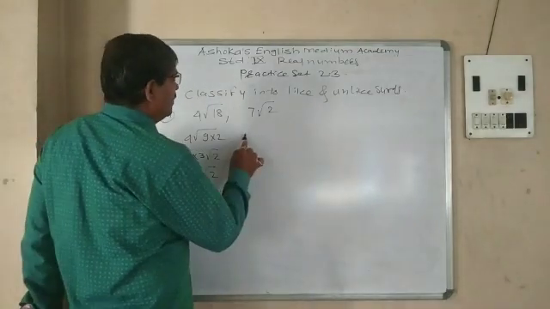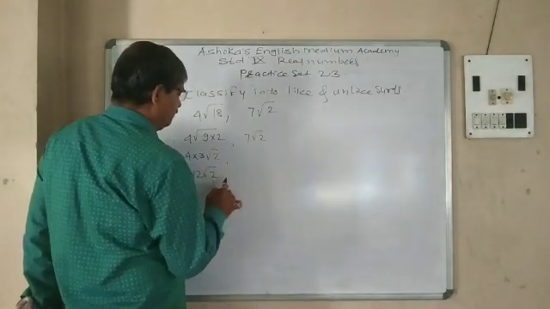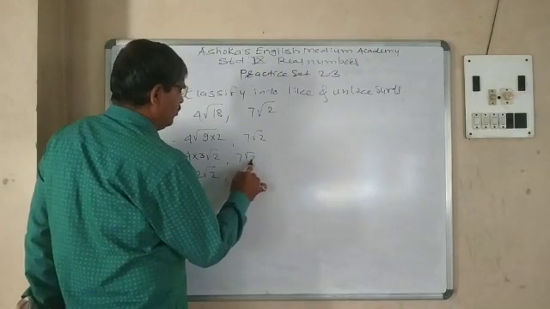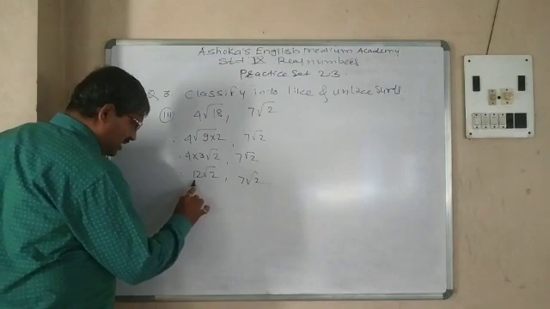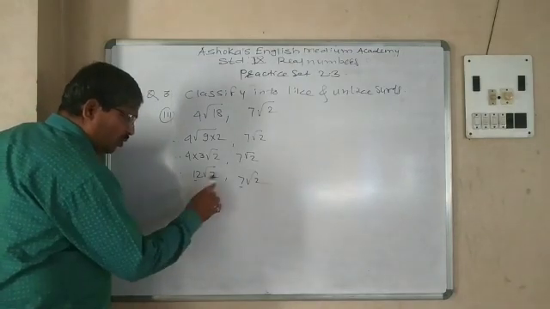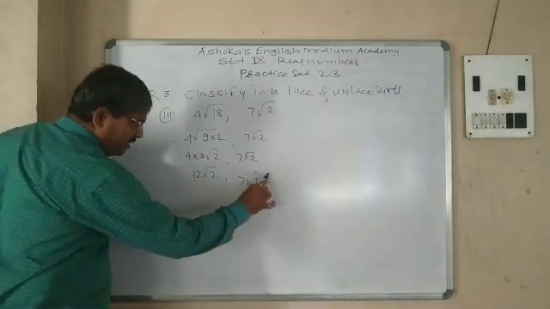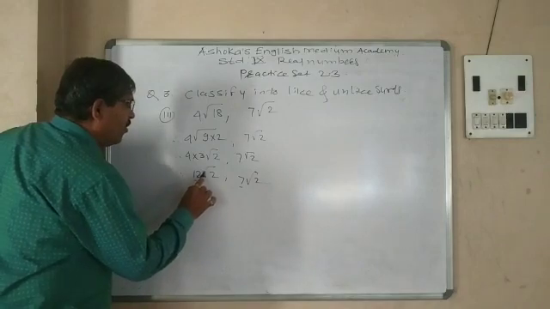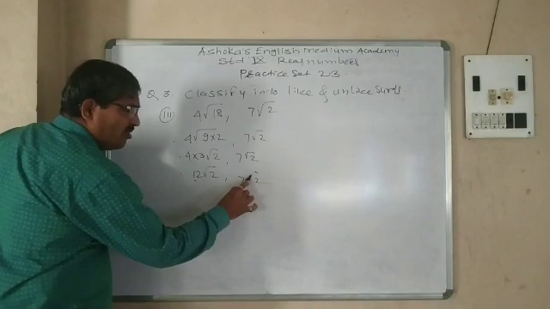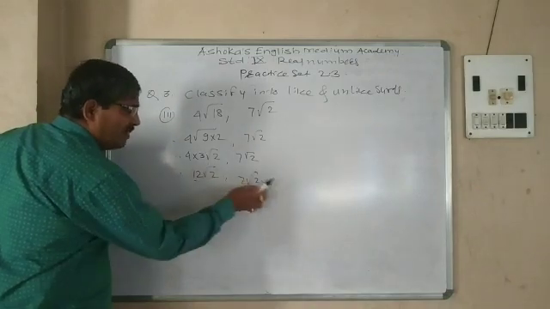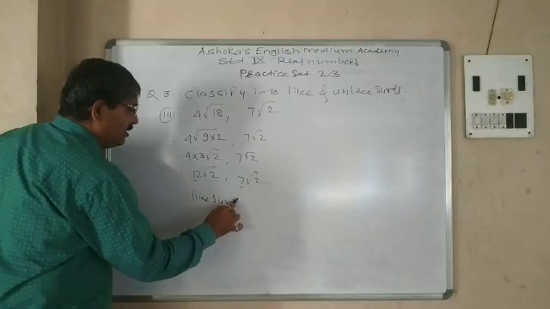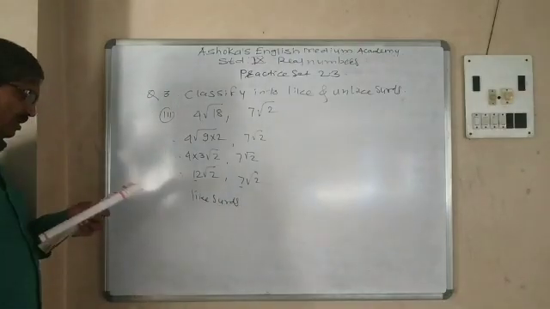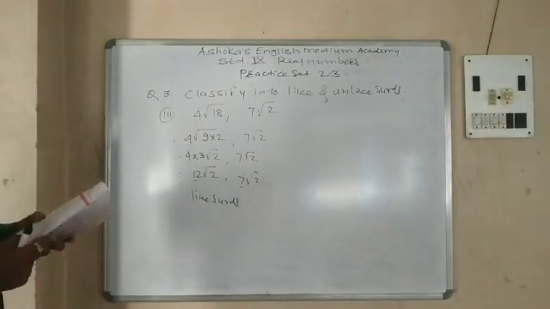Now here 12 root 2 and 7 root 2. What happened? These numbers are different, but root 2 is common. Order is the same. Here the order is 2, not given means 2. And the numbers under root are the same. Therefore, these are like surds. If you want, we will take one more example.